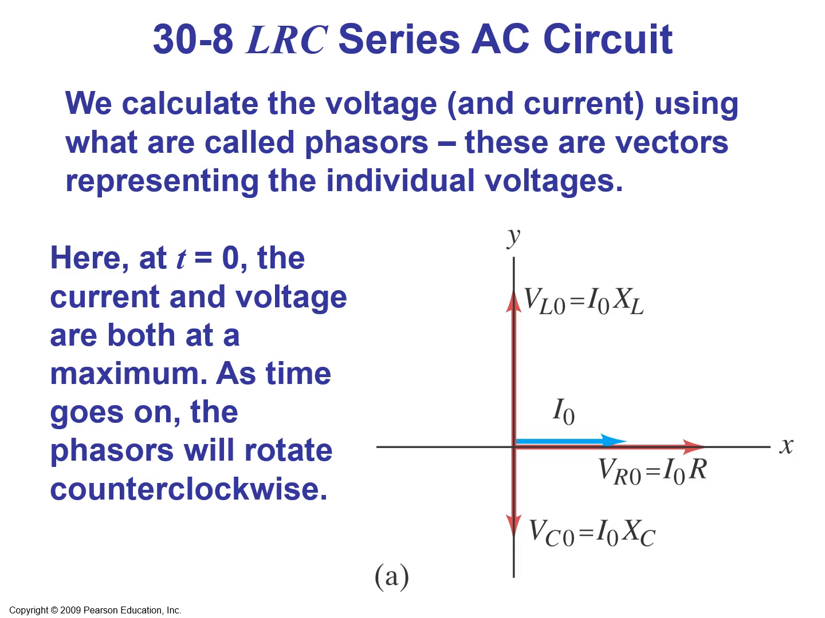Here, at time 0, the current and voltage are both at maximum. As time goes on, the phasors will rotate counterclockwise. You can see here, I0 is given with the blue vector, and it's in phase with the voltage across the resistor. We have the voltage across the inductor is VL0, and the voltage across the capacitor is VC0, given by I0 times the reactance of the capacitor.